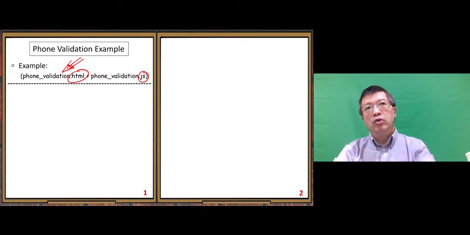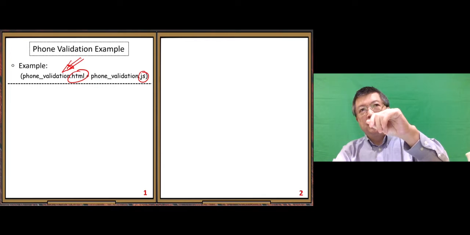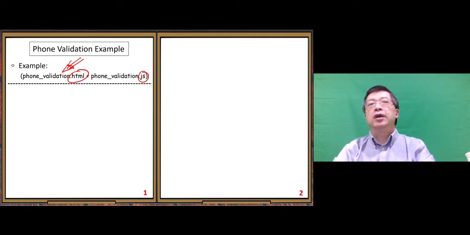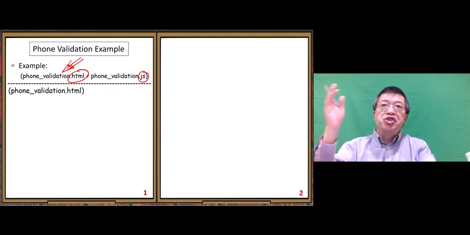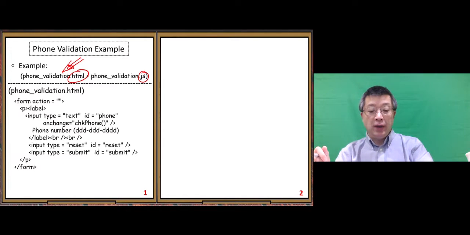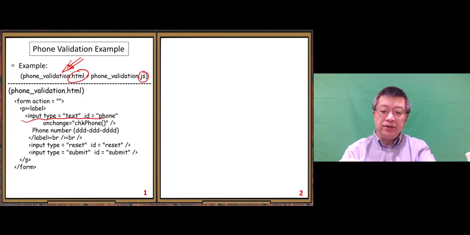So I hope you can quickly understand how to do experiments by yourself. Okay. All right. Let's look at the HTML file first. The interface is very simple. Here, I only put one input field. This is the input field.